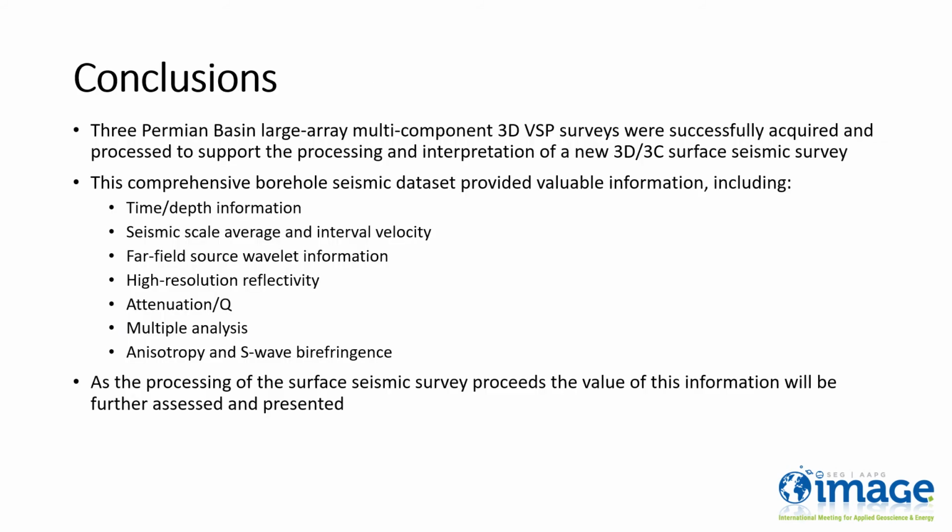So to summarize, we acquired and processed 3 3D VSP surveys in the Permian Basin to help with the processing and interpretation of a new 3D 3C survey in the same area. This extensive borehole seismic data set has provided us with time depth information, seismic scale velocities, far field source information, high resolution reflectivity images, attenuation estimates, multiple arrival information, and shear wave splitting estimates. We look forward to continuing this work to understand the full value of this VSP information as the processing of the surface 3D 3C moves forward.